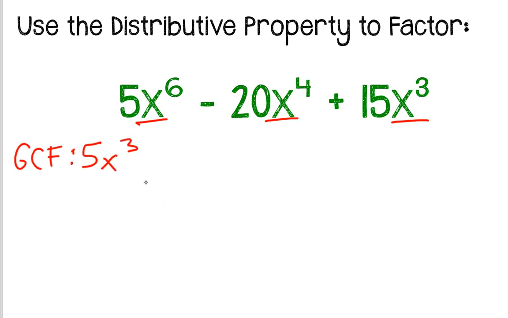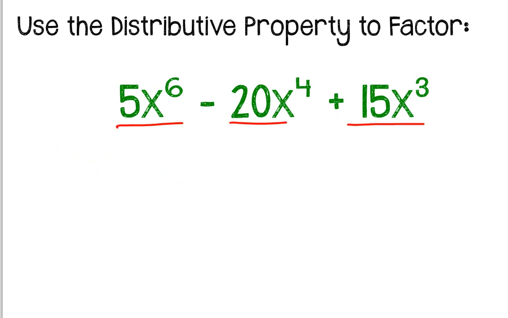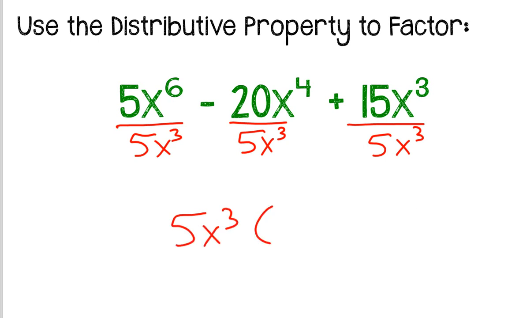That's my GCF. So what I'm going to do here is I'm going to divide every single term by that GCF. I'm going to divide every single term by 5x cubed. And as I'm writing it, I immediately write it on my answer line. If you used it to divide, you must write it down as one of your factors.